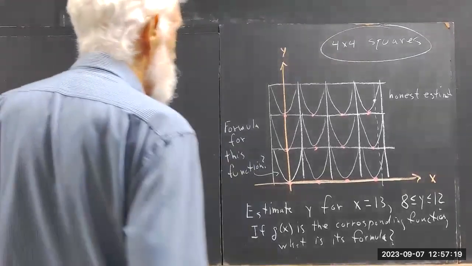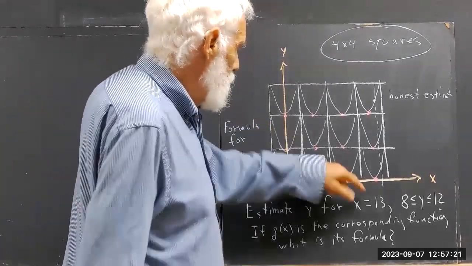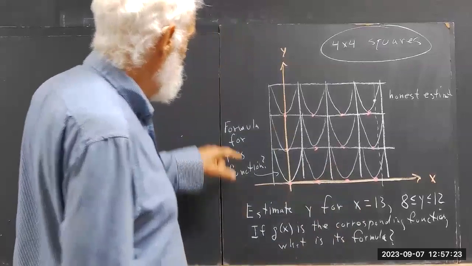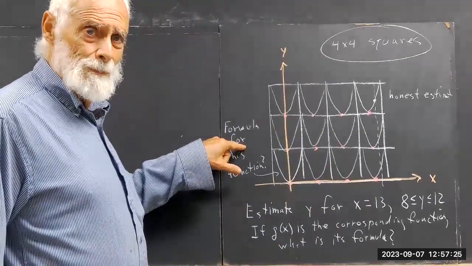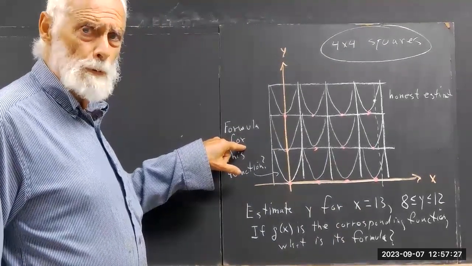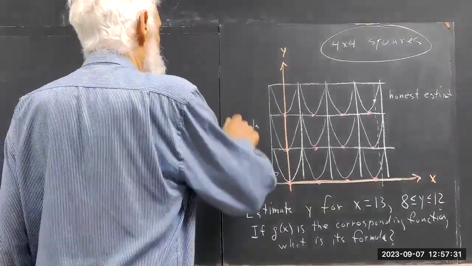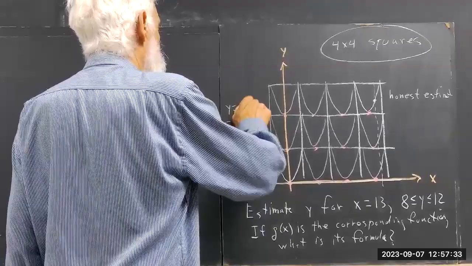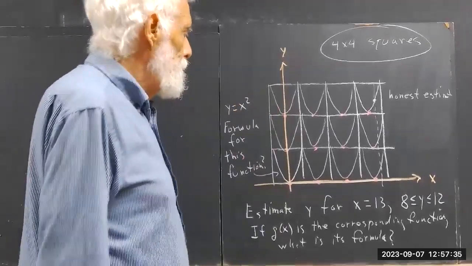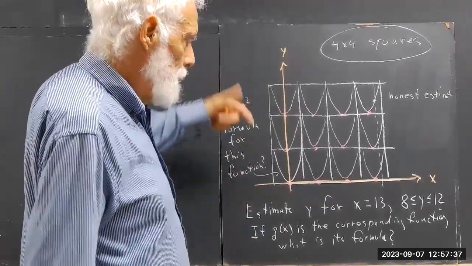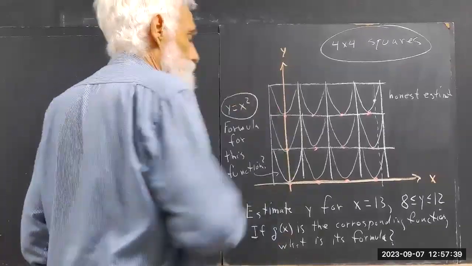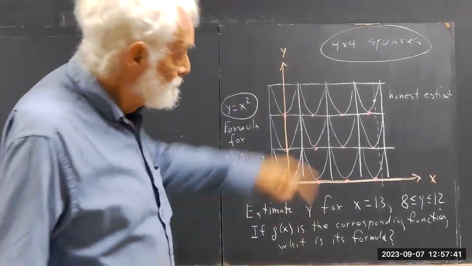Okay. Now, estimate y for x equals something. Oh yeah, the formula for this function. Not sure people were writing that down. Okay, that formula would be y equals x squared. So I'm kind of assuming people knew that. If you didn't, make sure you do.